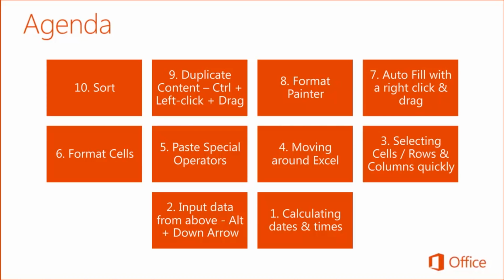I've got sorting, and how to duplicate some content in Excel really quickly. We're looking at the format painter, auto-filling, and how you can do that not just with a left click. Formatting cells, and some of the paste special operators for when you want to add to, multiply, divide, etc. A few things around moving around Excel, selecting as well, inputting data from above, some of the simple things, some extra keyboard shortcuts, and calculating time. So let's get ourselves underway.